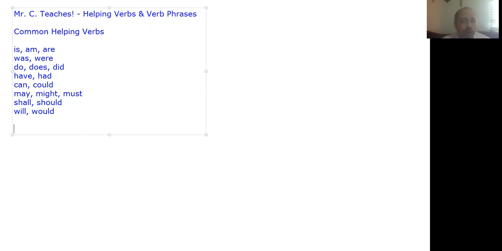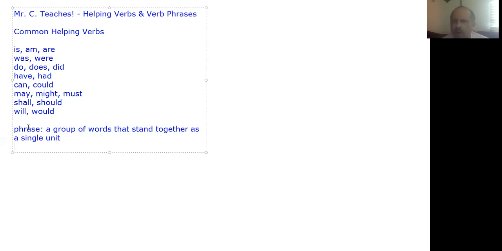And so we need to remind ourselves of what a phrase is. This has been on our vocabulary list for a while now. A phrase is a group of words that stand together as a single unit. In other words, even though a phrase is by definition two or more words, those words are treated in a lot of ways like they're one word. This is true of verb phrases, prepositional phrases, gerund phrases, and so on. You kind of treat it like one word.